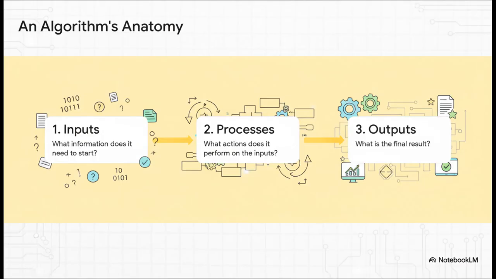Pretty much every algorithm you'll ever see has the same basic structure. It's got three parts. First, what information does it need to even start? We call those the inputs. Second, what does it actually do with that information? All the calculations and actions, those are the processes. And finally, what's the answer it gives you at the end? That's the output. It's that simple. Input, process, output. Remember that.